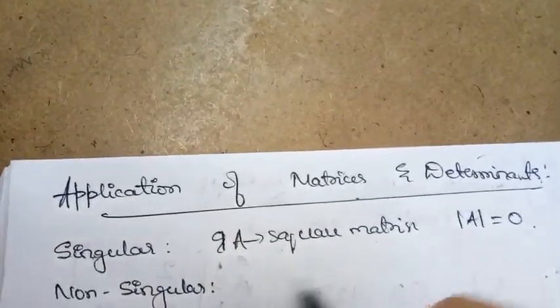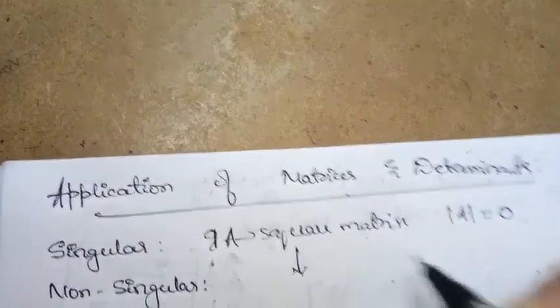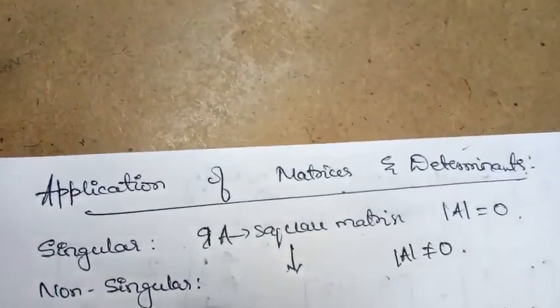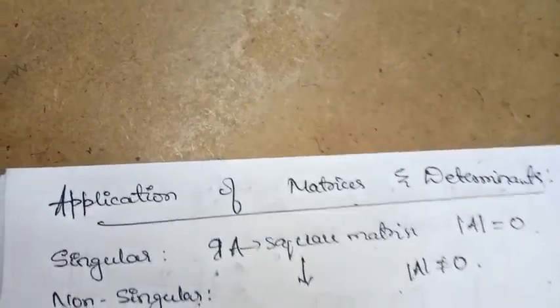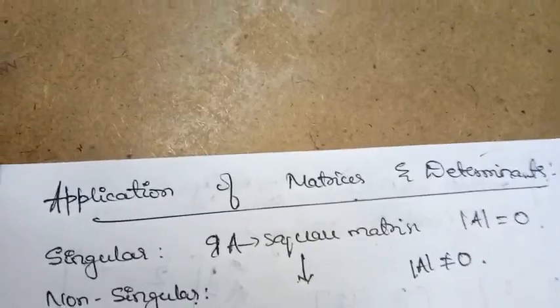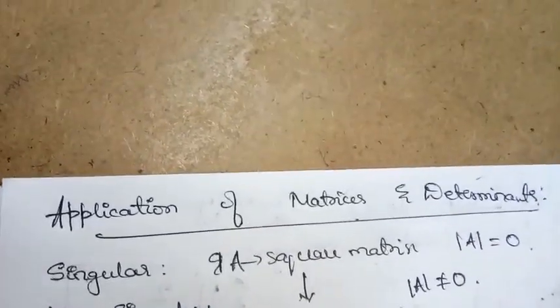We call it a non-singular matrix if A is a square matrix and the determinant of A is not equal to 0. Then we call matrix A a non-singular matrix. This is the concept which you have already learned. We just recalled what is singular and non-singular.